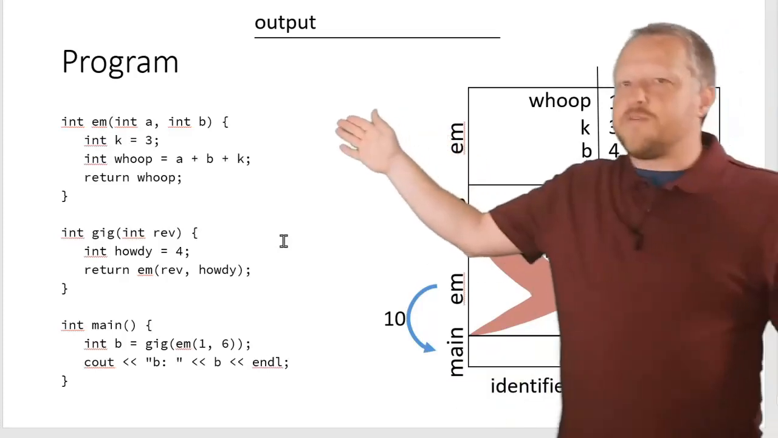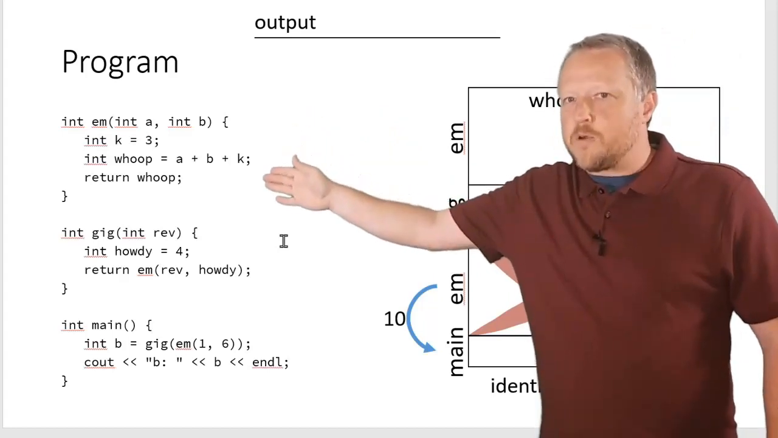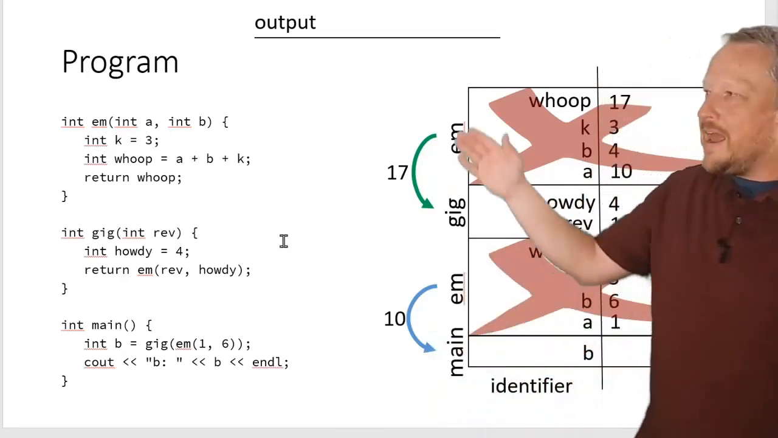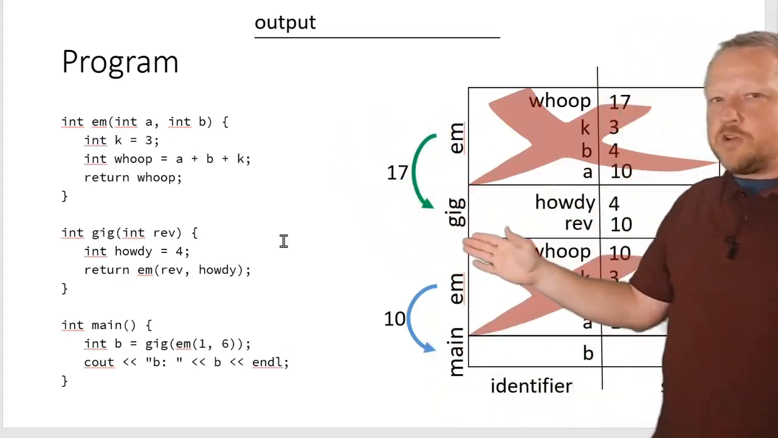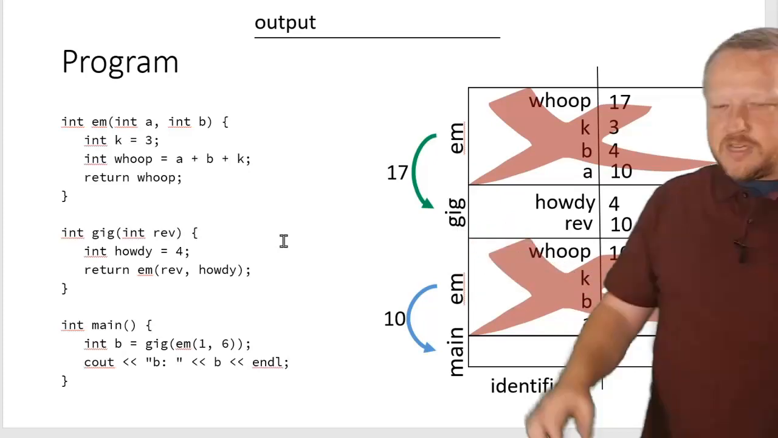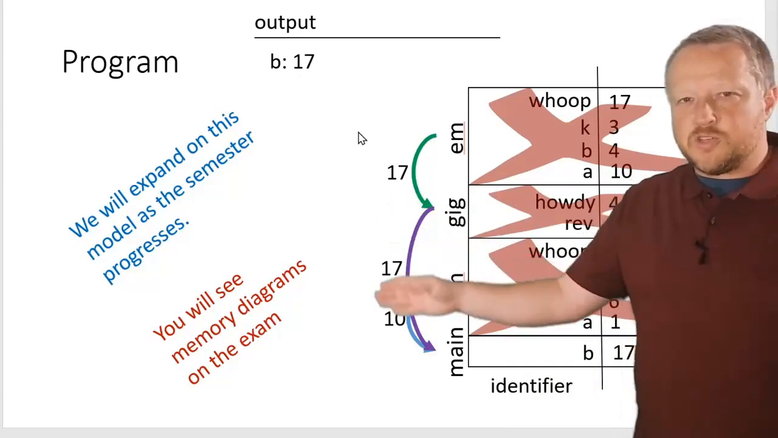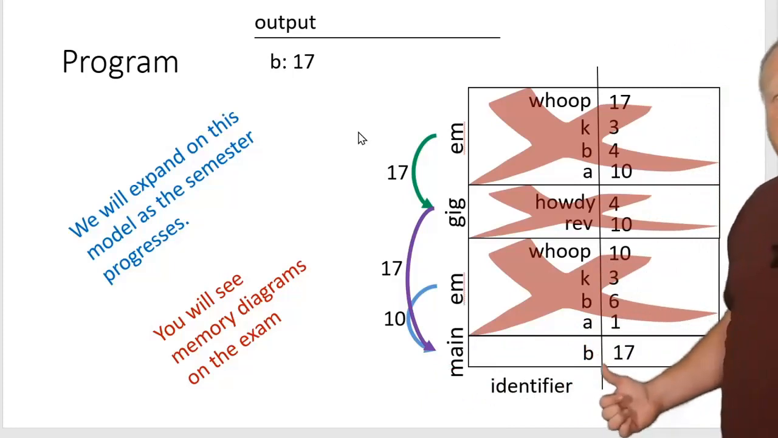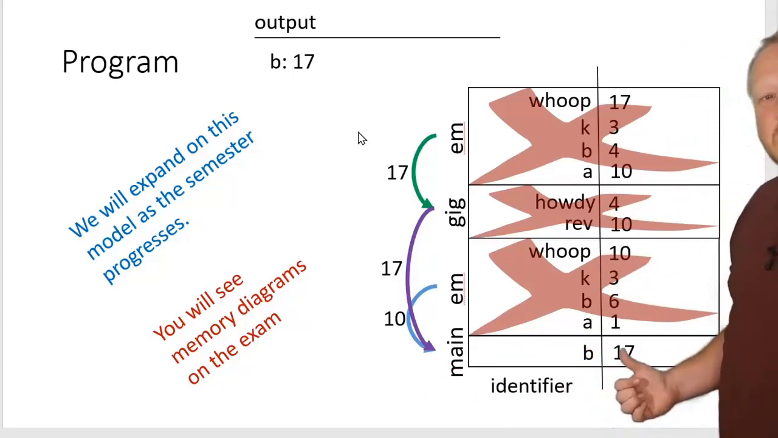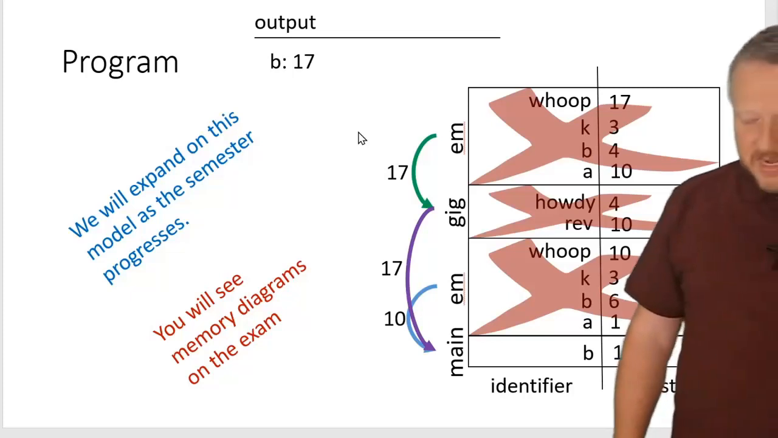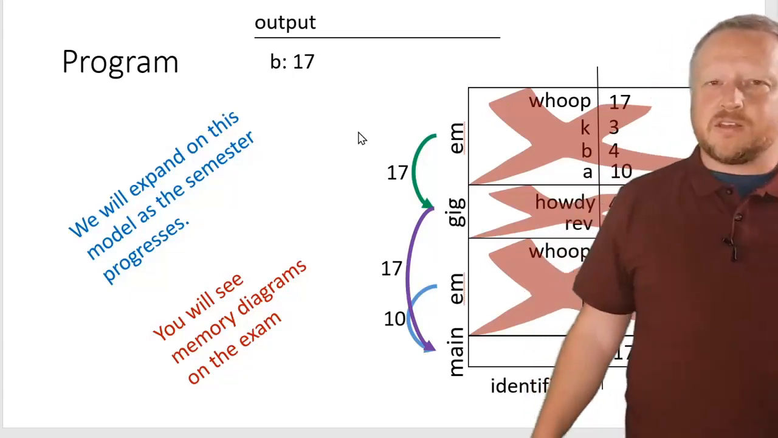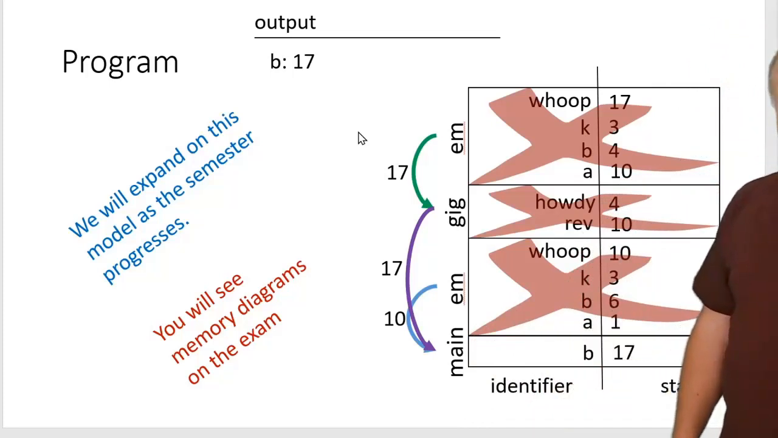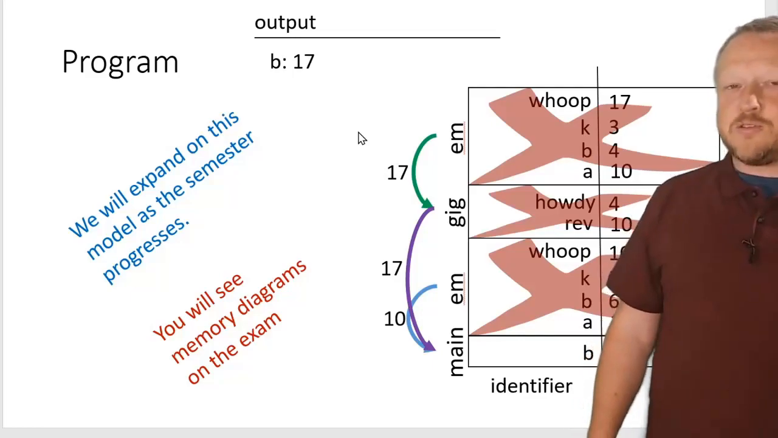Now that we're finally done, again doing top to bottom, we return whoop. There are no other function calls, thank goodness. We get rid of that, and we pass back to the original call to gig the value 17. Now that I've returned 17 back from gig, I can assign main's local variable b the value of 17. Then after that, when we're all said and done, main is going to close out. And that's the rest for this passing of values in C++.